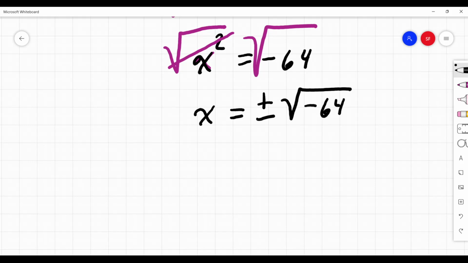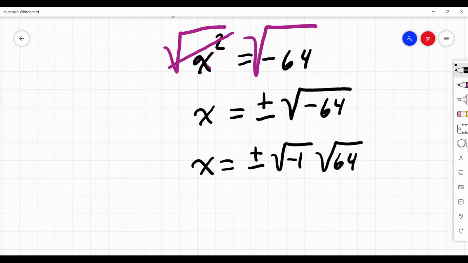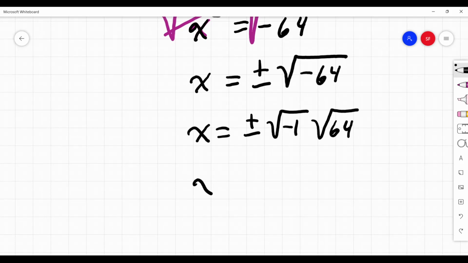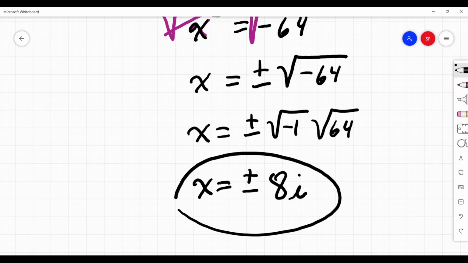Well, it would be 8i, right? Because we end up with x equals plus or minus the square root of negative 1 times the square root of 64. What's the square root of negative 1? i. What's the square root of 64? 8. So we end up with x equals plus or minus 8i. That is 2 answers, boys and girls, not just one. Positive 8i and negative 8i.